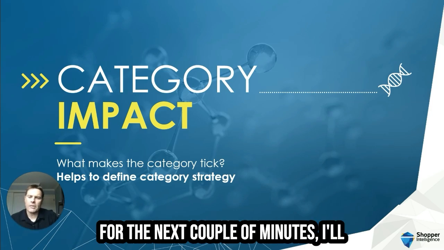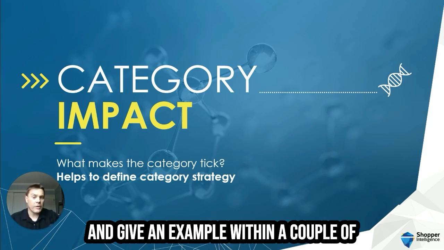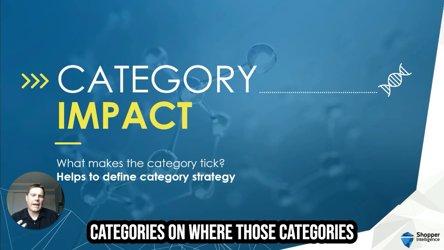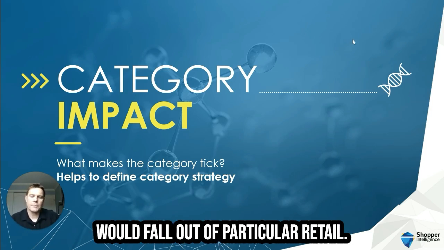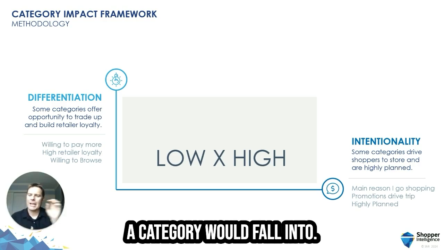For the next couple of minutes, I'll explain the report, how we generate it, and give an example within a couple of categories on where those categories would fall at a particular retailer. This report has an X and Y axes. We have 4 quadrants that a category would fall into.